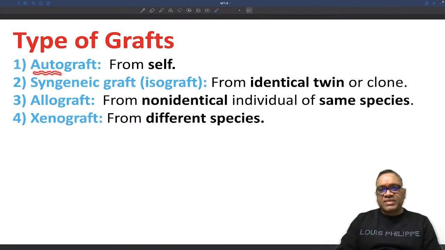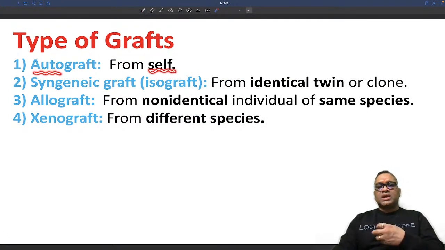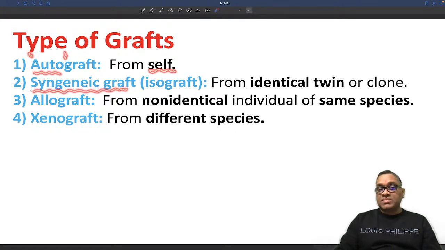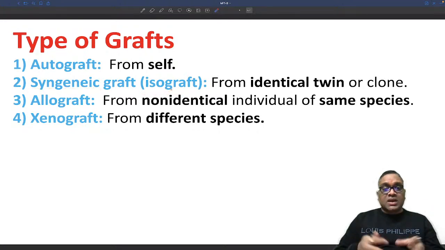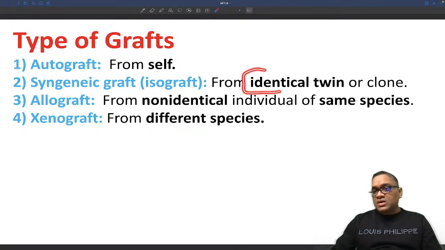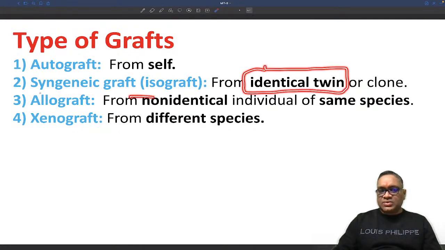Let us see about all the other grafts. What is autograft? As I said, from the self. When we are taking our own skin from one place to another place, auto means self. Syngenic graft: please remember, syn means same, iso. So syngenic graft or isograft, both are the same. What the examiner can do in the next exam, they may not give the word isograft, they may use the word syngenic graft. So whenever you are taking the graft from the identical twin or clone, that is called isogenic or isograft or syngenic graft.